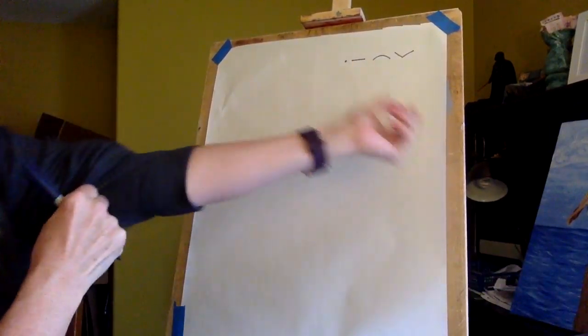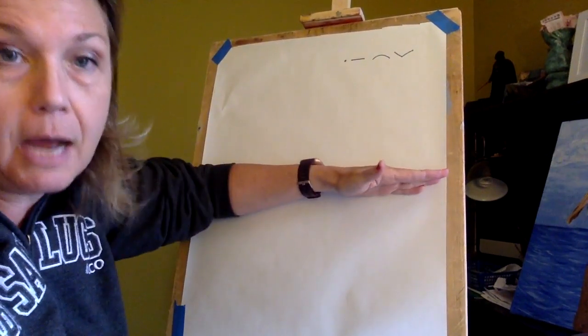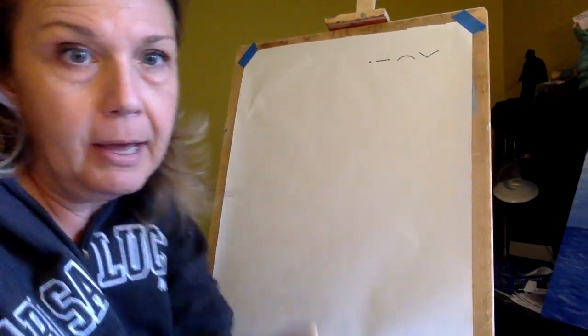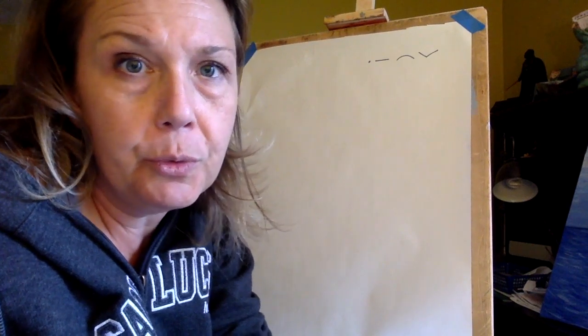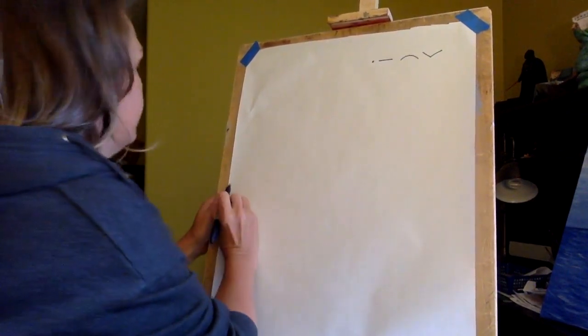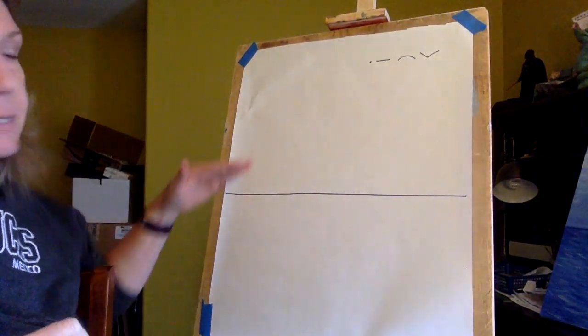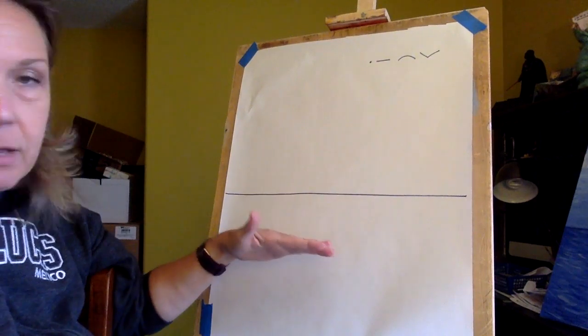The first thing we're going to do is, again, eye our paper in half, and we're going to make a horizon line. A horizon line always goes from one side of your paper to the other. It separates the sky from the ground.